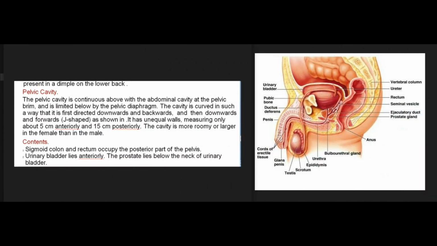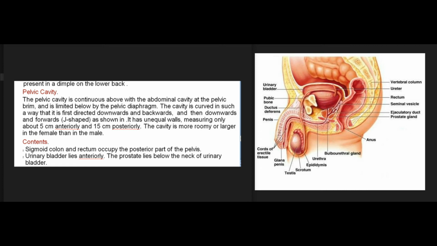lower back. Pelvic cavity. The pelvic cavity is continuous above with the abdominal cavity at the pelvic brim, and is limited below by the pelvic diaphragm. The cavity is curved in such a way that it is first directed downwards and backwards, and then downwards and forwards, J-shaped, as shown. It has unequal walls, measuring only about 5 cm anteriorly and 15 cm posteriorly. The cavity is more roomy or larger in the female than in the male.